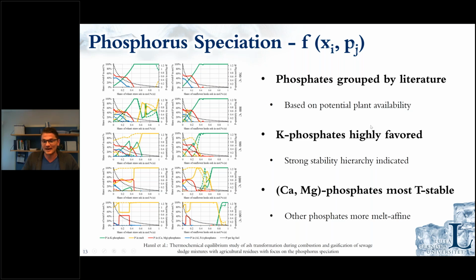And we can see that the potassium phosphates are highly favored, which is good for us because we assume the potassium phosphates are the type of phosphates that we're looking for. Although the calculations also indicate that there is a very strong hierarchy.